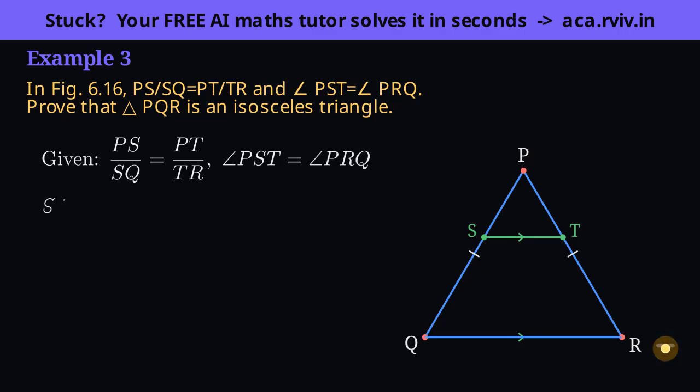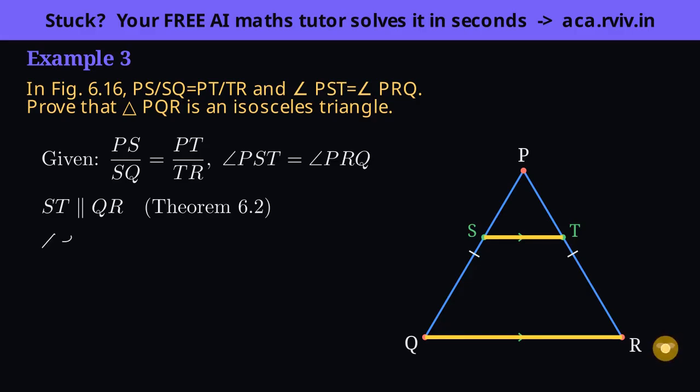Here's the converse in action. On our figure, ST divides sides PQ and PR in the same ratio. Theorem 6.2, the converse of Thales, says a line that splits two sides equally must be parallel to the third. So ST is parallel to QR. Notice we've turned a ratio fact into a parallel line fact, and parallels are angle machines.